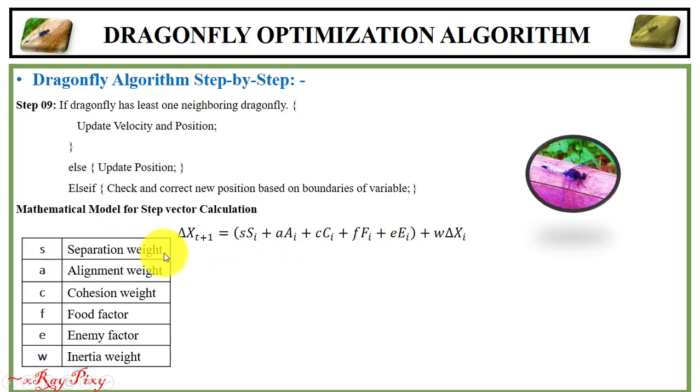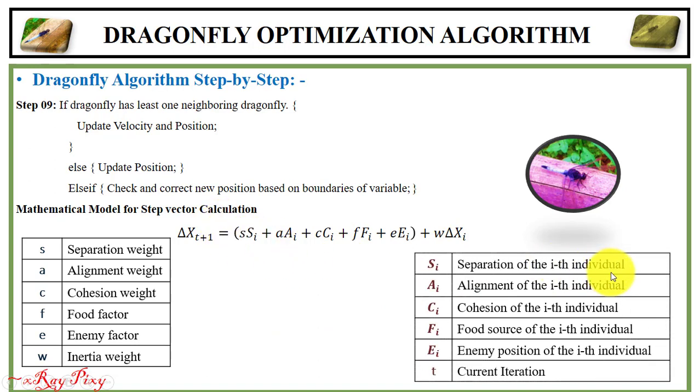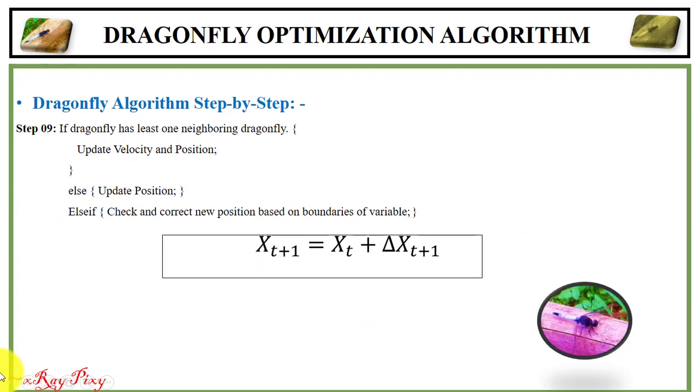Here S is the separation weight, alignment weight, cohesion weight, and this one is the food factor, enemy factor, inertia weight. And here Si is the separation of the ith individual, alignment, cohesion, and this one is the food source, and this one is the enemy position. And t, you can see here, is the current iteration. And after computing the value for step size, we can update the final position using this equation.